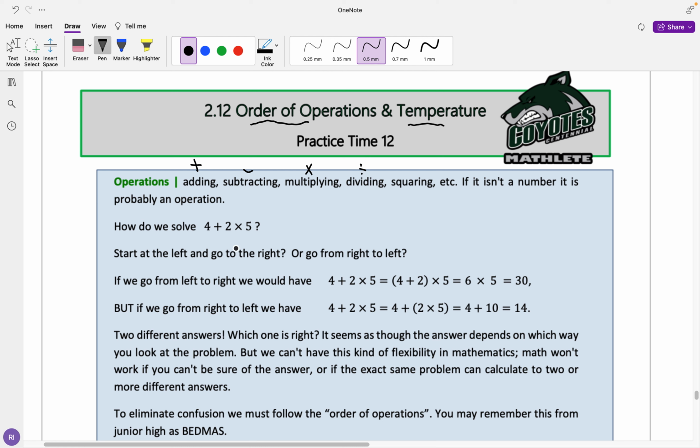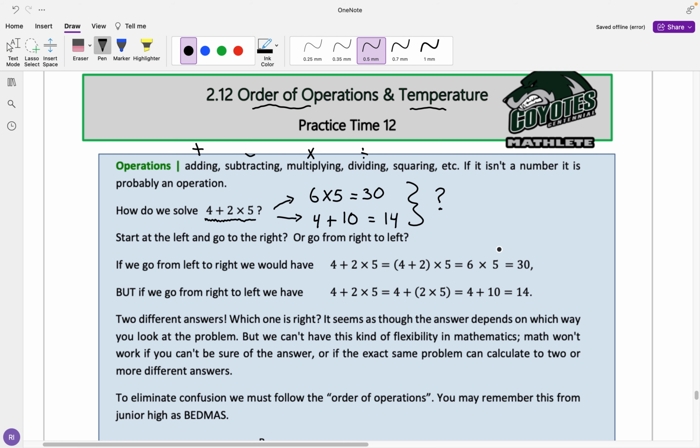Now, order of operations is something we've seen before, and it kind of begs this question right out of the gate. What am I supposed to do if I'm asking you to solve 4 plus 2 times 5? And really, there's two ways that you could look at it. You could say 4 plus 2 is 6, and then multiply by 5 after and get 30. Or someone else might say 2 times 5 is 10, and 4 plus 10 is 14. But which one is correct?